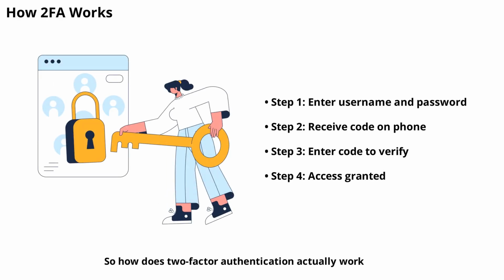So, how does two-factor authentication actually work? When you log into your Social Security account, you'll first enter your username and password as usual. Then, you'll be prompted to provide a second form of verification. This is typically a unique code sent to your mobile phone or email address. Only after entering this code will you be granted access to your account. This process ensures that even if someone knows your password, they can't log in without access to your second device.